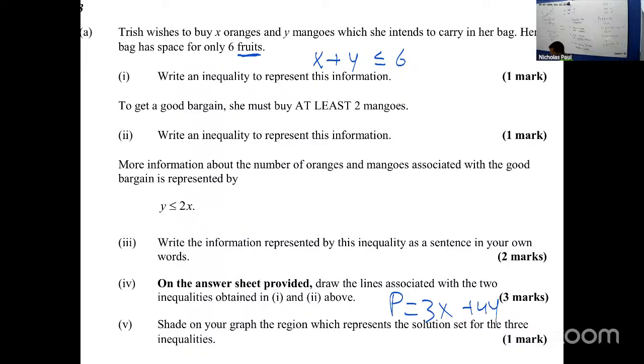To get a good bargain, she must buy at least 2 mangoes. So tell me this one now. What would the inequality be for this one? Mangoes is what? X or Y? Y. At least is what symbol? More than or equal to, and the number is 2.